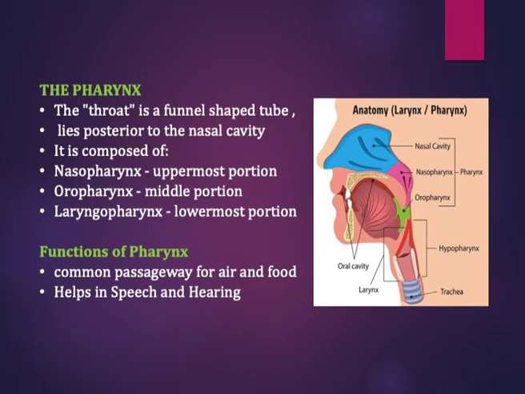It is a tube-like structure, it is nothing but the throat, and it is a funnel-shaped tube and it lies posterior to the nasal cavity. It is composed of three parts. They are nasopharynx, oropharynx and laryngopharynx. And the functions of the pharynx include, it is a common passageway for air and food and also helps in speech and hearing.